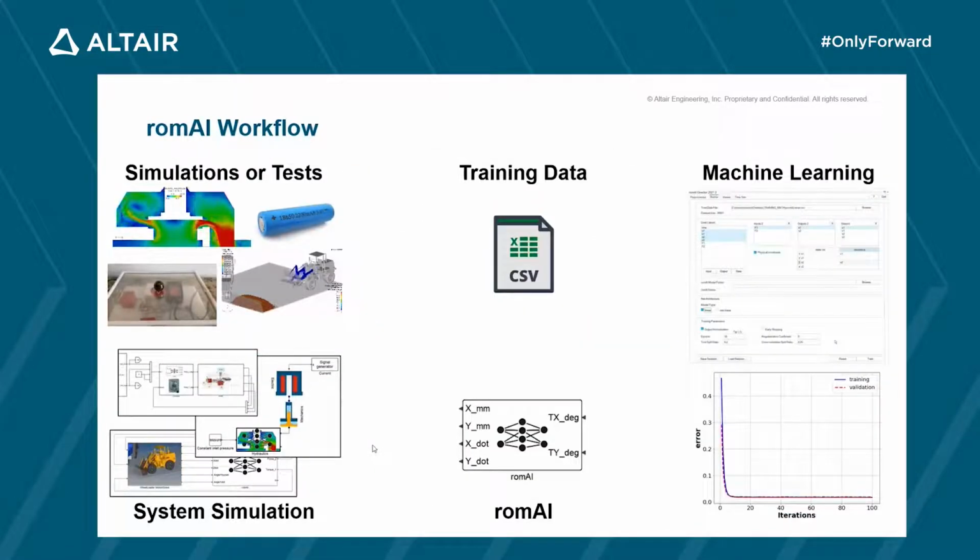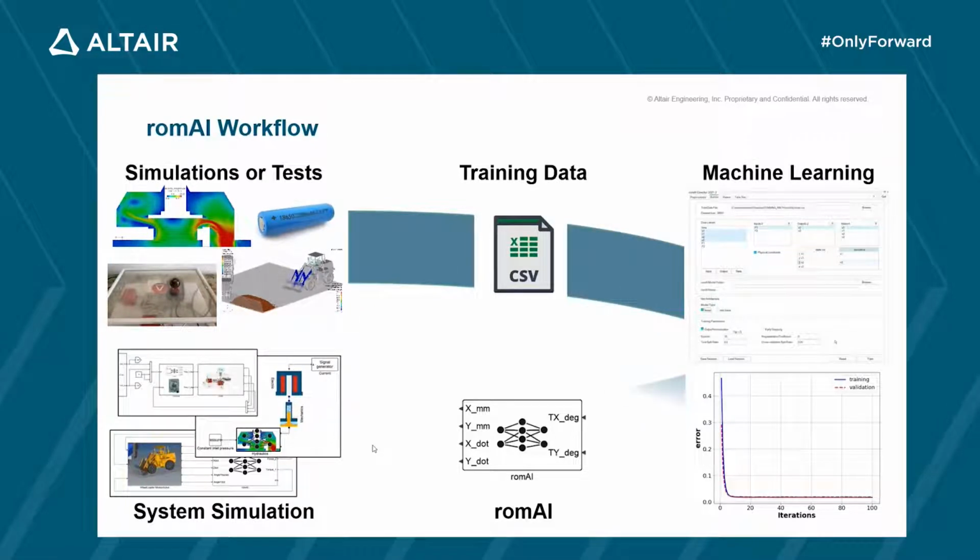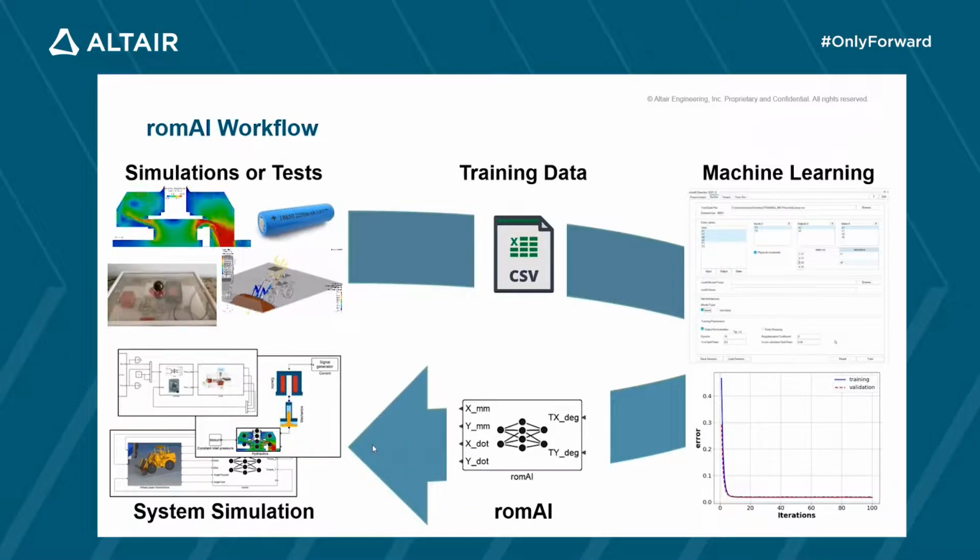So our basic workflow for ROM AI is as follows. We start with data from either real-world systems or simulations. This data is then fed to ROM AI, and in ROM AI itself, we can train a neural network or a ROM. We can then use this ROM AI block, as I mentioned earlier, in a model in Activate, and then we can eliminate this computationally expensive aspect of our model and focus more on our other strategies.